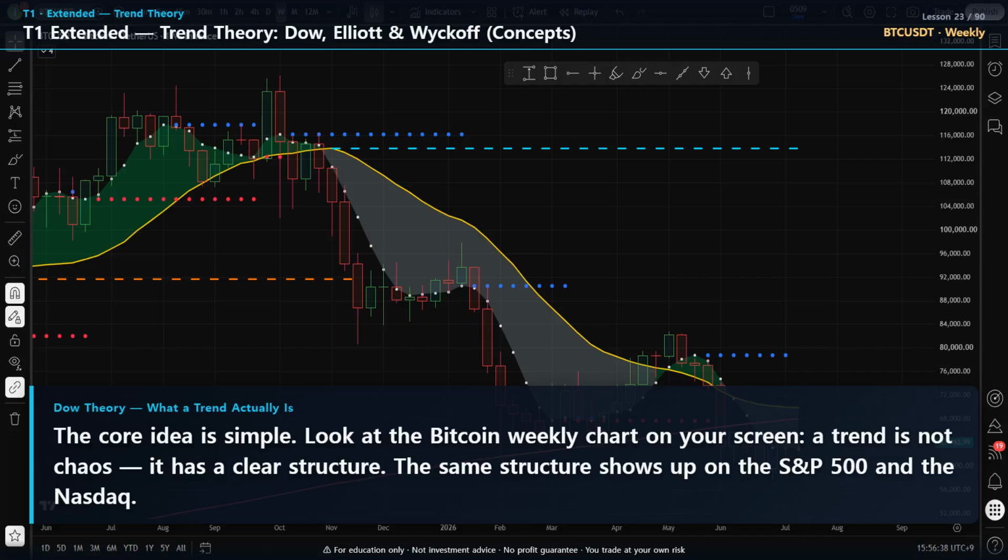The core idea is simple. Look at the Bitcoin weekly chart on your screen. A trend is not chaos. It has a clear structure. The same structure shows up on the S&P 500 and the asset.